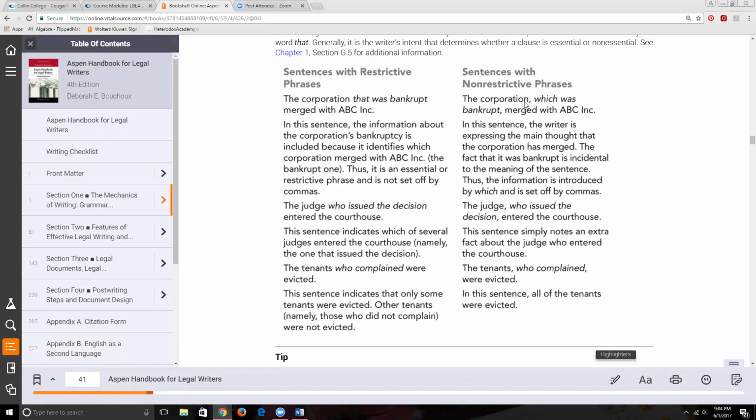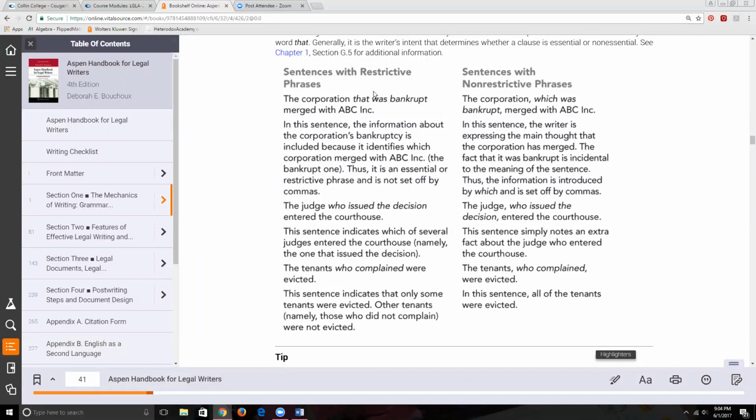But this fact isn't provided to let us know which one of the many corporations we're talking about. We know which one it is, but we're learning just one additional fact about that corporation. And so that's the function here. This isn't restricting the universe, so we use which and we use the commas. The corporation, you know, ABC Corporation, or DEF Corporation, which was bankrupt, merged with ABC. So the use of that and which and the use of the commas provides important facts. And if it's misused, you're not providing the right information.